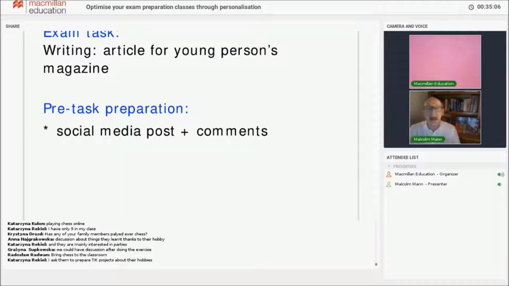So, for example, the exam task that the students have to do is, write an article for a young person's magazine. And as we agreed earlier in the webinar, most students in their real lives do not write articles for young people's magazines. So let's try and have a preparation task before the exam task that in some way brings in something that they do in their everyday lives. Here, one example could be, forget an article for a young person's magazine, how about they write a social media post? Because that is something they do. They might only do it in Polish, and here they're doing it in English, but they're used to the idea of posting something on social media.